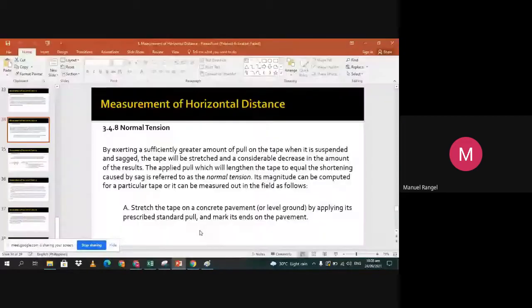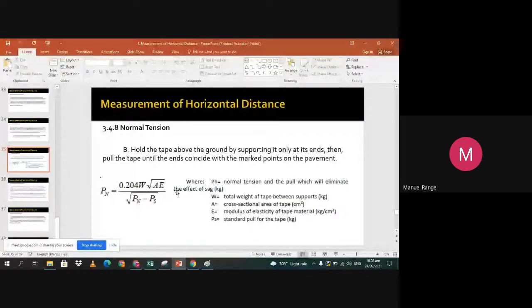Okay, then letter B, hold the tape above the ground by supporting it only at its ends. Then pull the tape until the ends coincide with the marked points on the pavement.